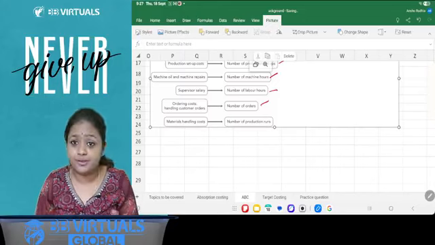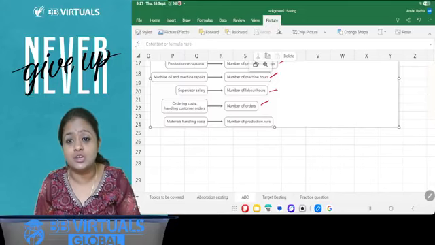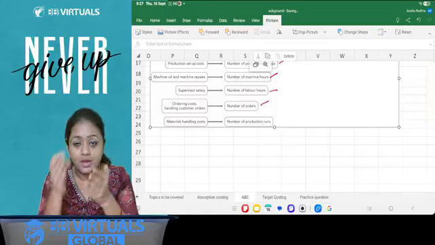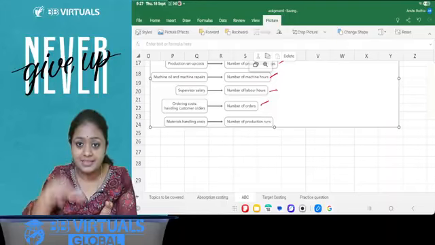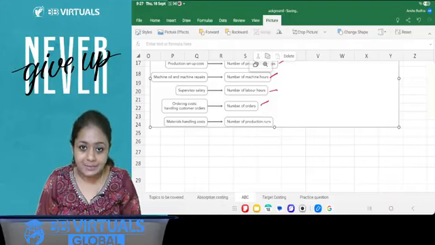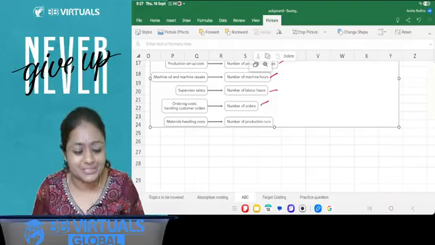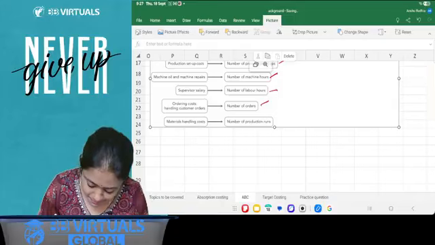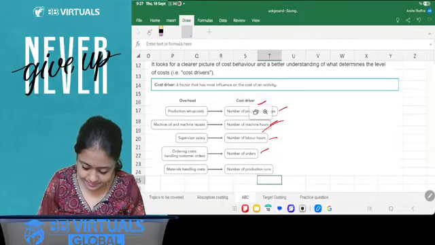Because in your exam, the question will not specify these are the cost drivers. It will not be given as a cake on the plate. You have to cut the cake, think, and then put it on the plate. That means you have to think of the cost drivers, my friends. Now, material handling cost is number of production runs.